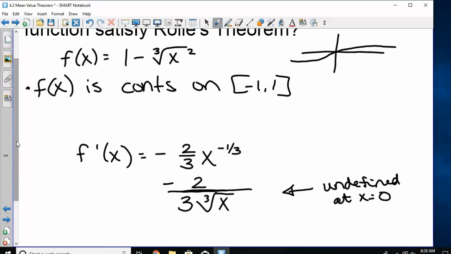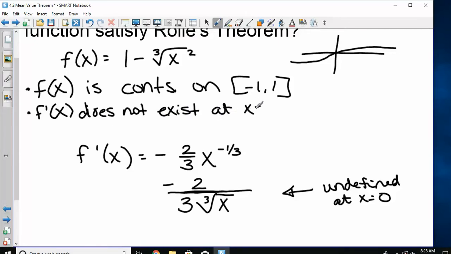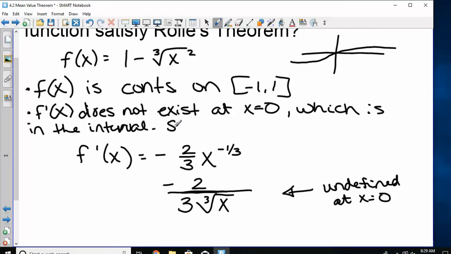Now, if 0 isn't in our interval, we don't have anything to worry about. But is 0 in this interval? I'm going from negative 1 to positive 1. So that is in the interval. So I can say f prime of x does not exist at x equals 0, which is in the interval. So we can't use Rolle's theorem.